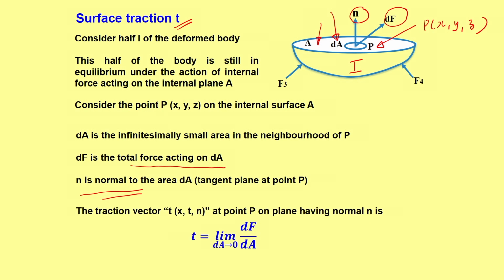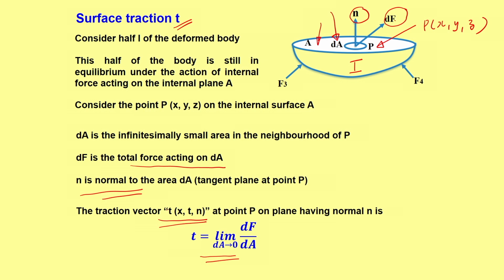Now, the traction vector T is defined at point P on the plane having normal N by T equals the limit as dA tends to 0 of dF by dA. Now, this is similar to the definition of stress. If you see here, the traction vector T is expressed as a function of x, t and n.